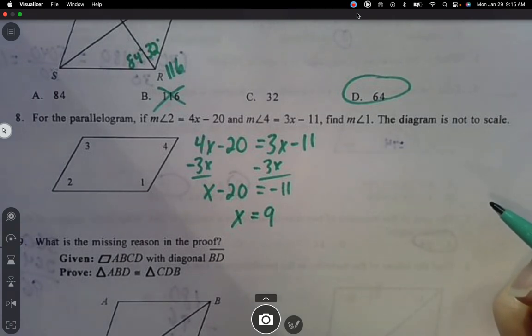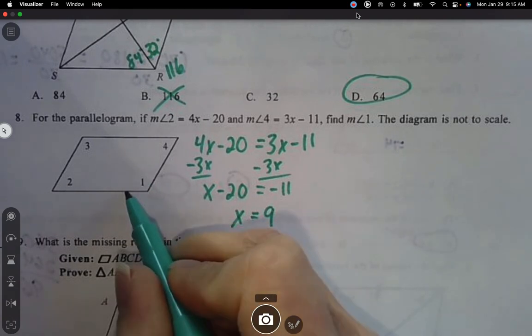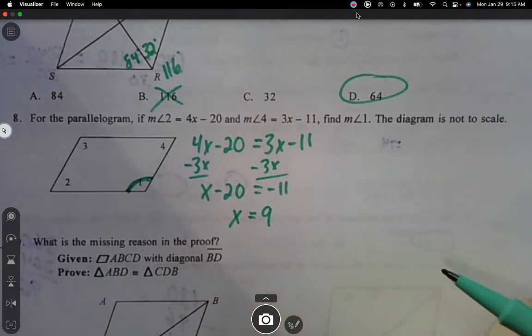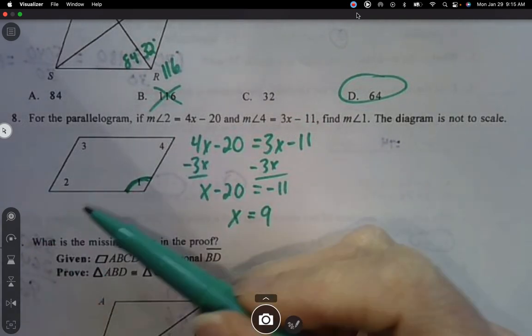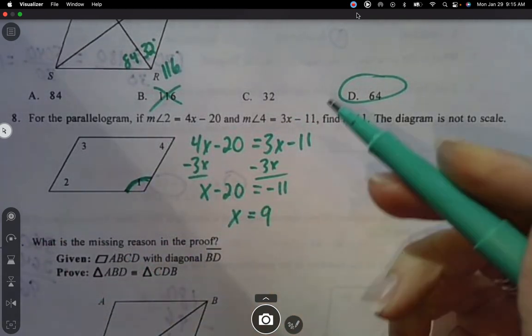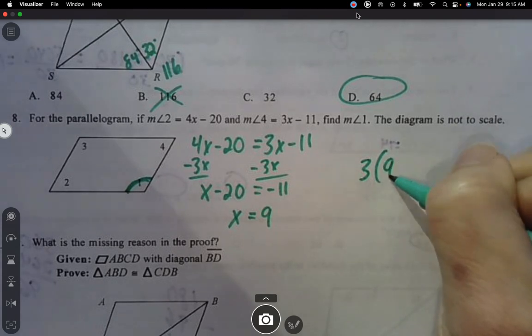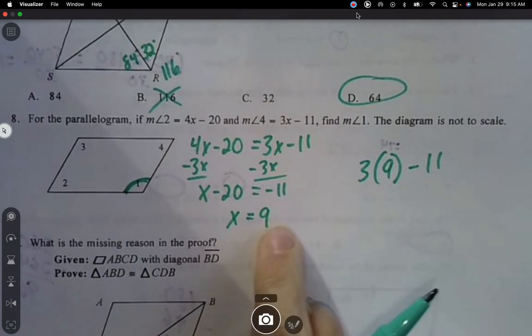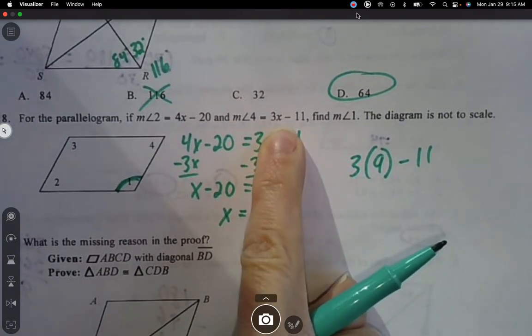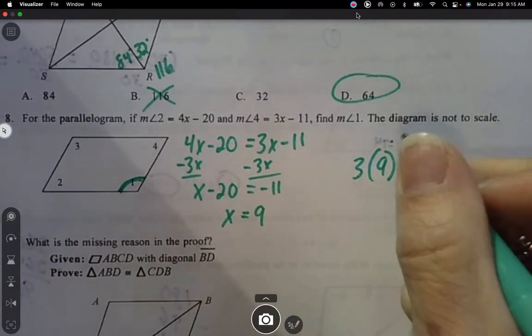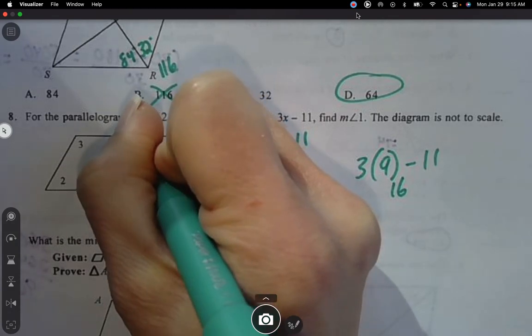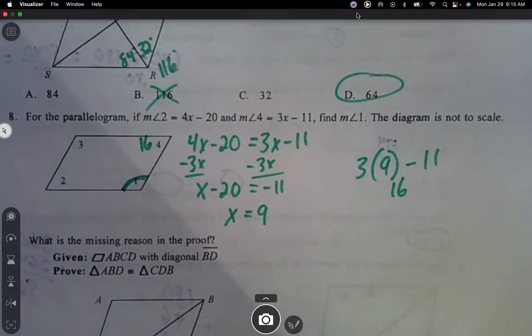Now, it didn't ask me to find x. It told me to find this angle right here. I'm going to plug it in though. Figure out what angles 2 and 4 are. What is 3 times 9 minus 11? I just plugged it in right there. It's 16. 27 minus 11, it's 16. So that means that angle 4 is 16 and angle 2 is 16.